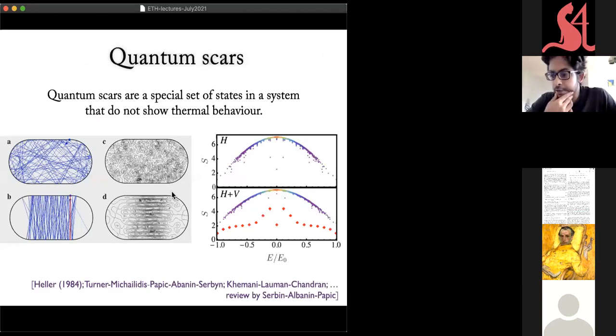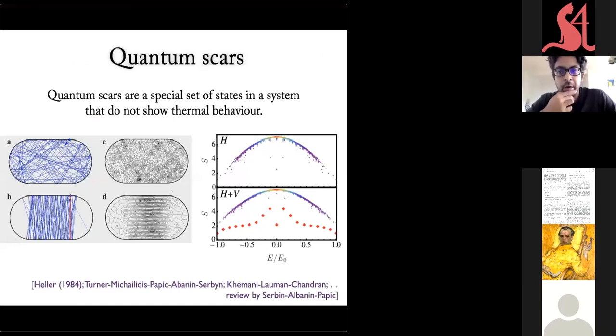Okay, so the next topic is quantum scars. These are some special states in your system which do not show thermal behavior. One can look at a chaotic system, and an overwhelming majority of states are going to obey ETH. It's going to thermalize, but there can be some special states which do not obey ETH.